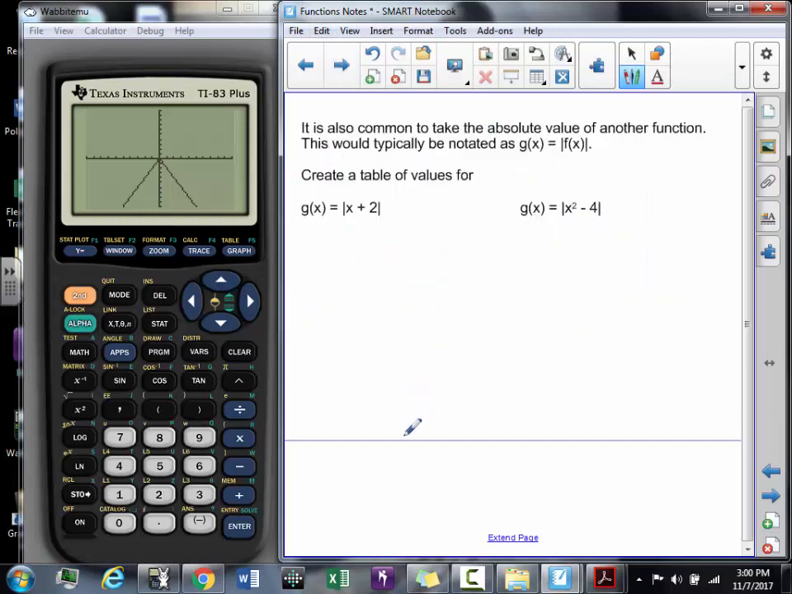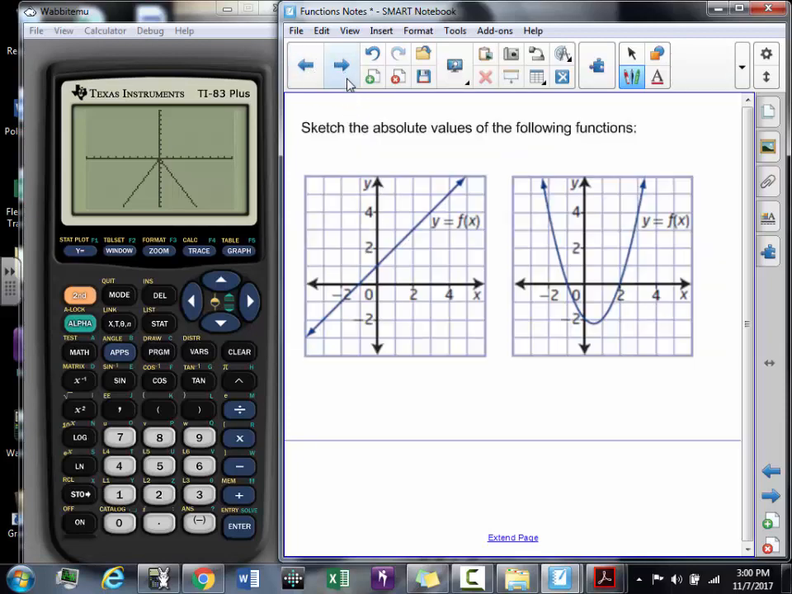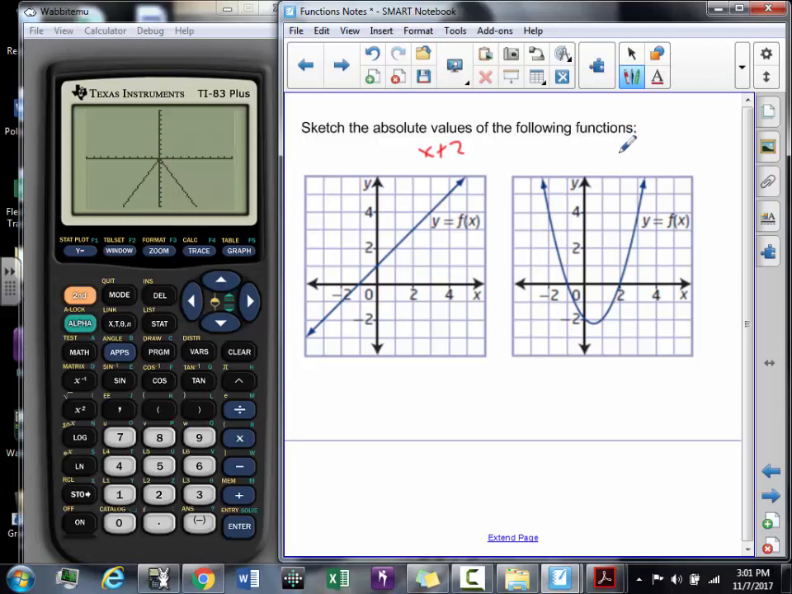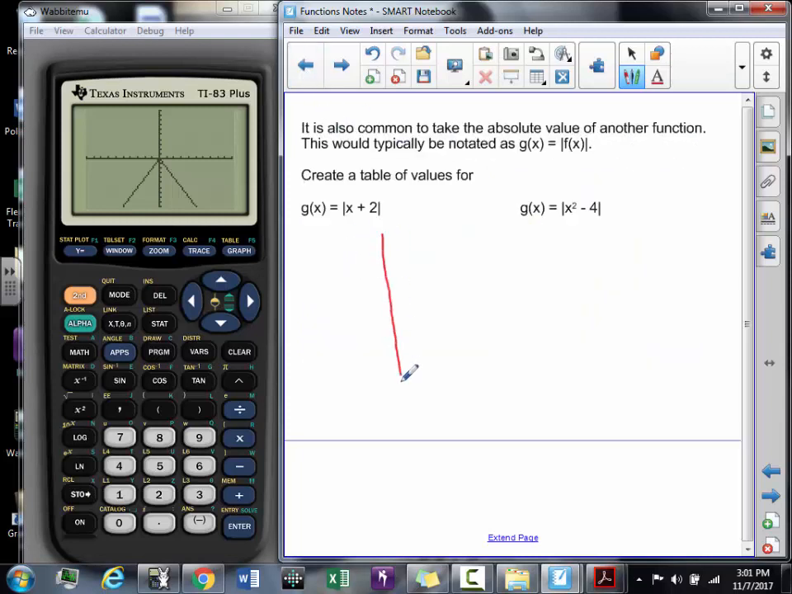One last thing we can do is take an absolute value of another function. Like for example, right here I'm doing the absolute value of x plus 2. I asked for us to do a table of values, but let's just do a graph. The graphs are on the next slides. Never mind, skip that. Well, let's just draw the graphs here.